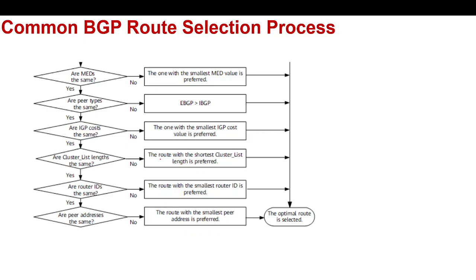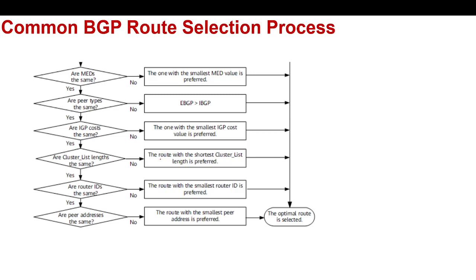You have the IGP cost, so BGP also will check. And this one comes into play, especially when you've selected the iBGP. So you have two iBGP routes with costs that you've learned from a peer or two different peers.